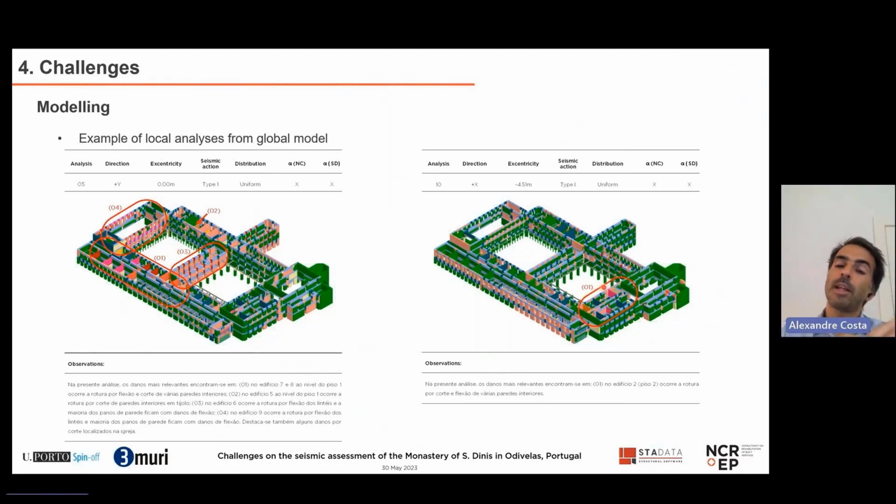So this means that despite working with a global model and the global behavior, we could look at the individual behavior of each building, and from there assess what was the problem and what should be tackled in the strengthening design.